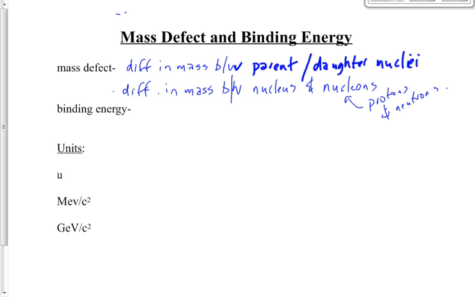So, what we're saying here is this, and this is really strange. If you take a nucleus that has, let's say, 92 protons and 143 neutrons, that would be uranium-235. If you add up the mass of those 92 protons and the mass of those 143 neutrons, it will be different than the mass of the nucleus.